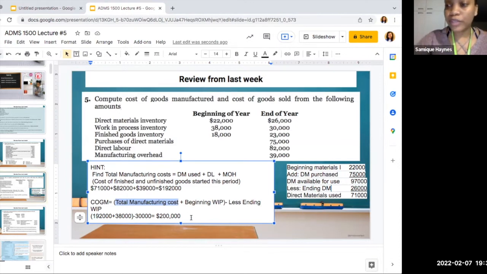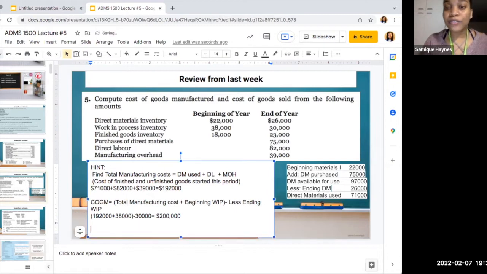So then at this point, we're going to take that $200,000 of cost of goods manufactured, and we're going to put it into a formula that helps us to calculate our cost of goods sold. But before we calculate our cost of goods sold, are you okay with this one? How we go from total manufacturing costs to find the cost of goods manufactured. Now we're going to use the cost of goods manufactured in order to get our cost of goods sold. So how do you think we're going to find the cost of goods sold?